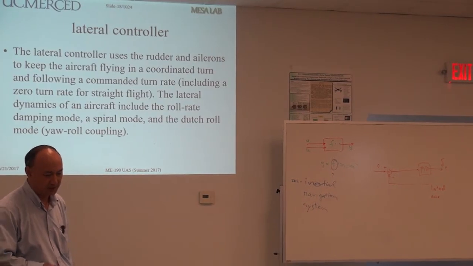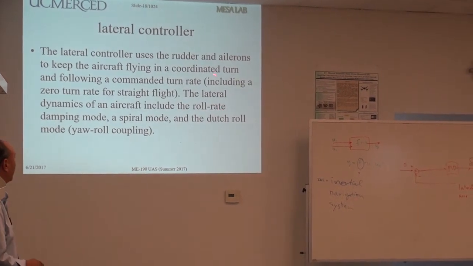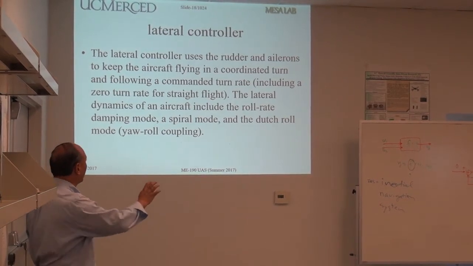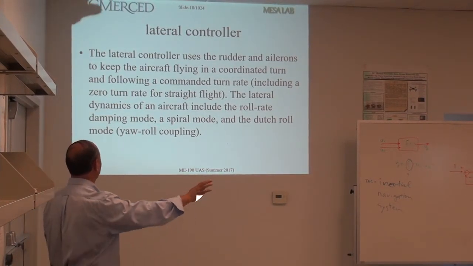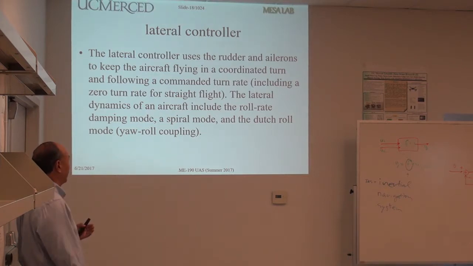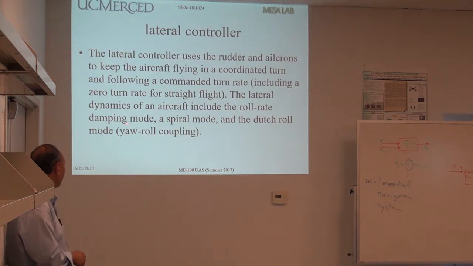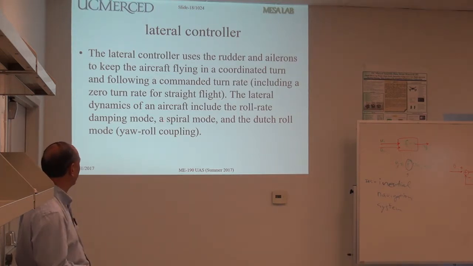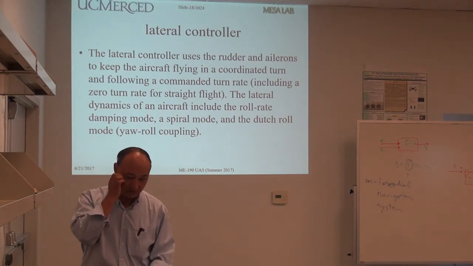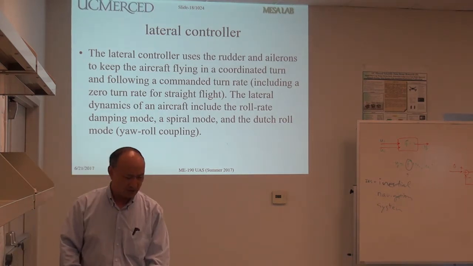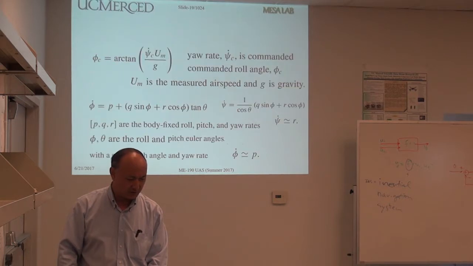So we don't have to explain this one for you. Lateral control uses the rudder and aileron to keep the aircraft flying in a coordinated turn, following a commanded turn rate, including a zero turn rate for straight line. If you do straight flight, then the turning rate should be zero. So that's why the turning rate is zero. Lateral dynamics of the aircraft includes the roll rate damping mode, spiral mode, Dutch roll, and yaw roll coupling mode, and so on and so forth. We explained a little bit on the flight dynamics part, and I'm not going to cover it further. Okay, so there are technical details.